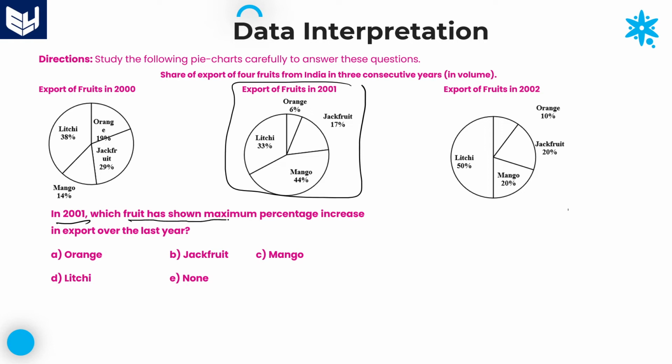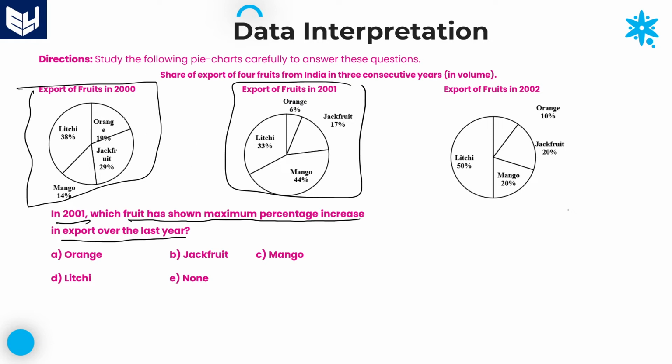Which fruit has shown maximum percentage increase in export over the last year, as compared to the previous year? Which fruit has the maximum increment, the maximum percentage increase in export over the last year? Percentage increment is what you can calculate. Here you are not calculating the exact figure, you are calculating the percentage increment.